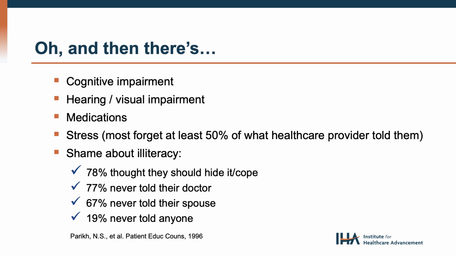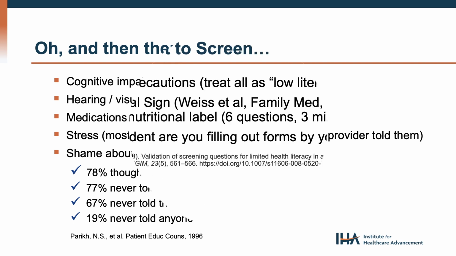And then we talked about this, the shame around limited literacy. 78% thought that they should just hide it or cope, and you saw that in the video. 77% never told their doctor. 2 out of 3 never told their spouse, and 19% never told anyone. So again, these statistics, they're sobering, very sobering.